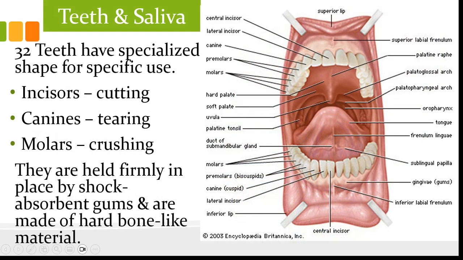All right, let's look a little more closely at our teeth. We have 32 teeth when you're an adult. Okay, this is if you have them all.